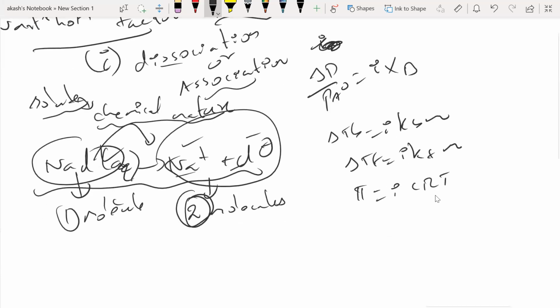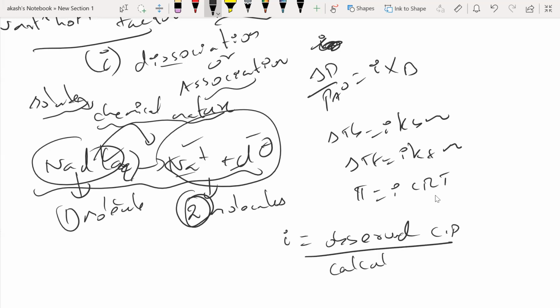Now it's very simple to understand that i will be defined as observed colligative property divided by calculated colligative property, right? So we already know what is observed. The right-hand side, whatever I have, these are the observed values. Experimentally, I can see it with the help of instruments. That comes here, observed, right?